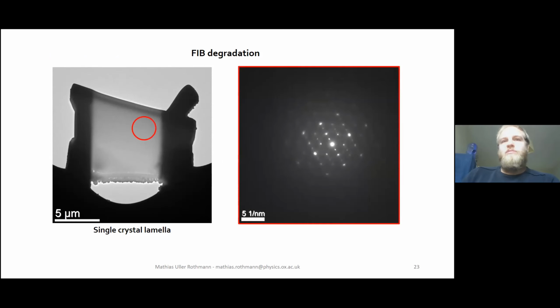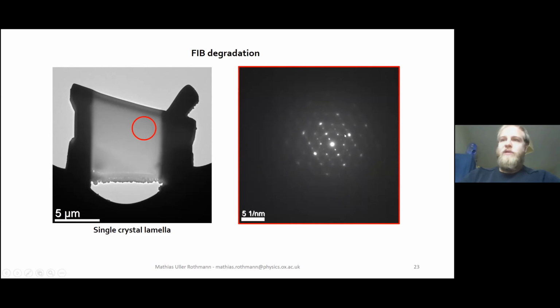So we tried to grow some single crystals to figure out how good this technique is. We grew a single crystal, milled a little slice out of it, and here you can see the diffraction pattern that we obtained from this area. Now, you don't need to understand diffraction patterns very well, other than that the more well-defined and regular they are, the more crystalline, the higher crystal quality they have.